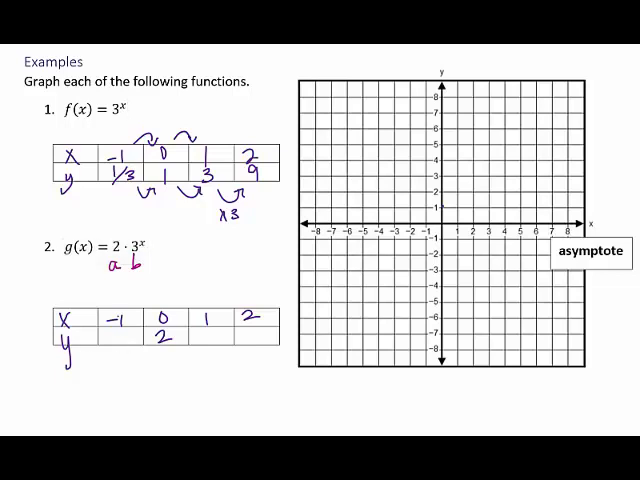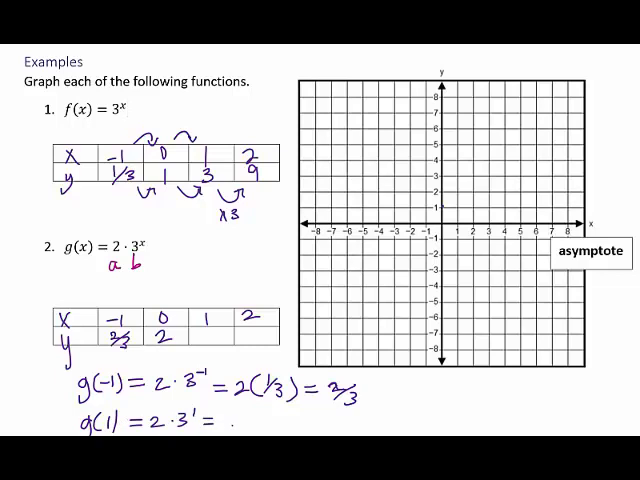To determine these y-coordinates, we can first find g(-1), and that would be 2 times 3 to the -1st, or 2 times 1/3, which is 2/3. We already found the y-intercept. If we find g(1), that's 2 times 3 to the 1st, or 6. And notice the difference between these y's is also a factor of 3. And so I can immediately find the next y value. It's just 6 times 3, so 18.